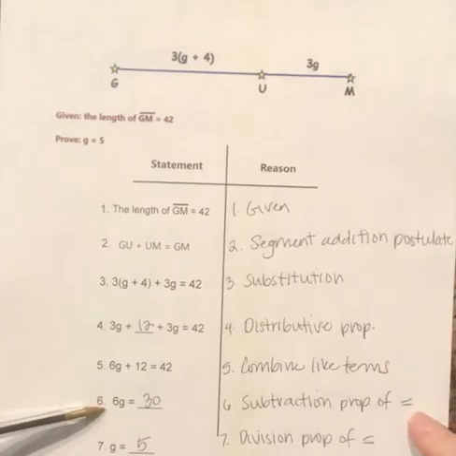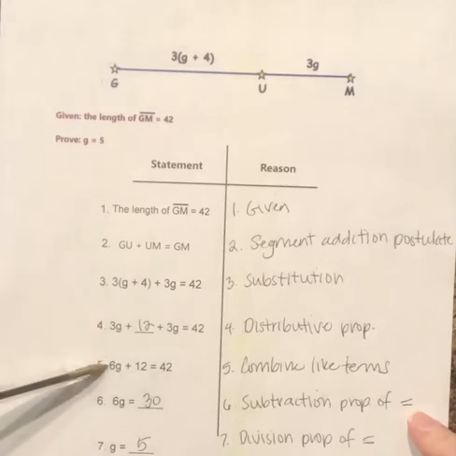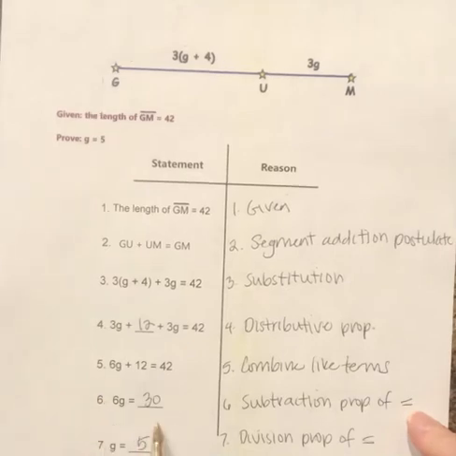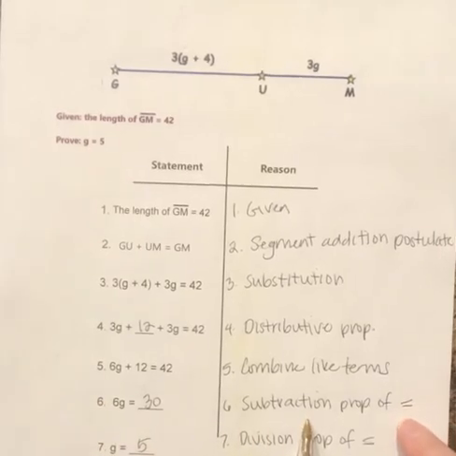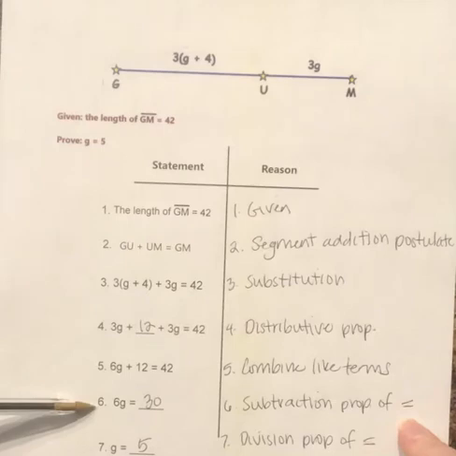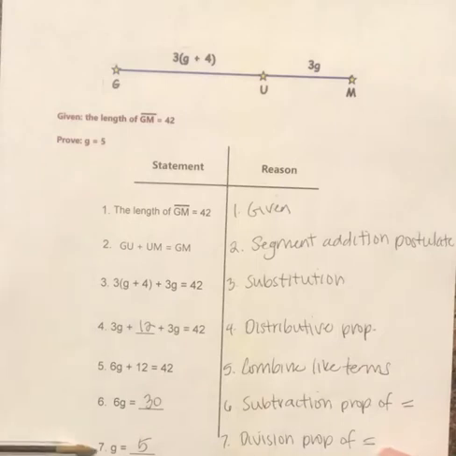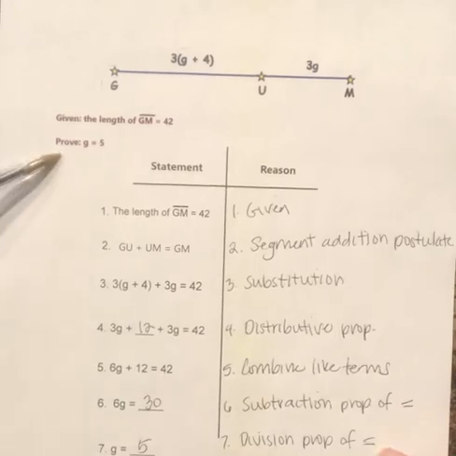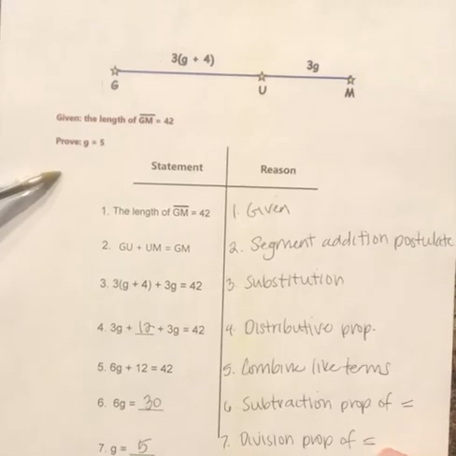Well, again, you can think about it one of two ways. What did I do to get from this line to this line? Or why am I allowed to say this? Well, I'm allowed to say this because of the subtraction property of equality. In order to get from step 5 to step 6, I would have subtracted 12 from both sides of the equal sign. And then how did I get from this line to this line? I divided both sides by 6. And that's the division property of equality. And again, that's my last statement because that is exactly what I was supposed to prove.